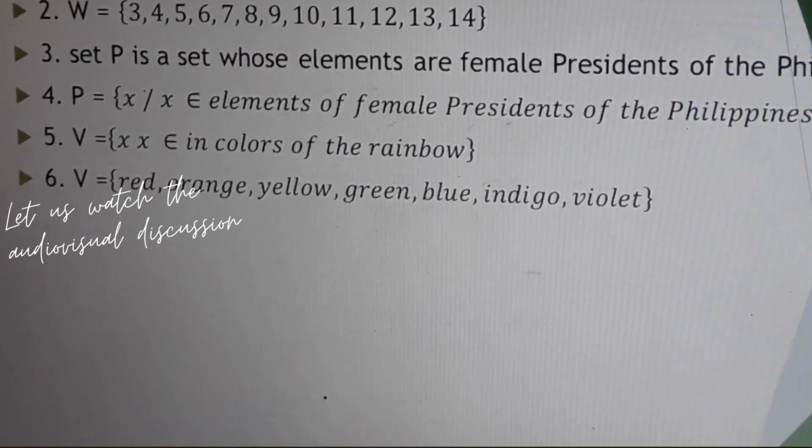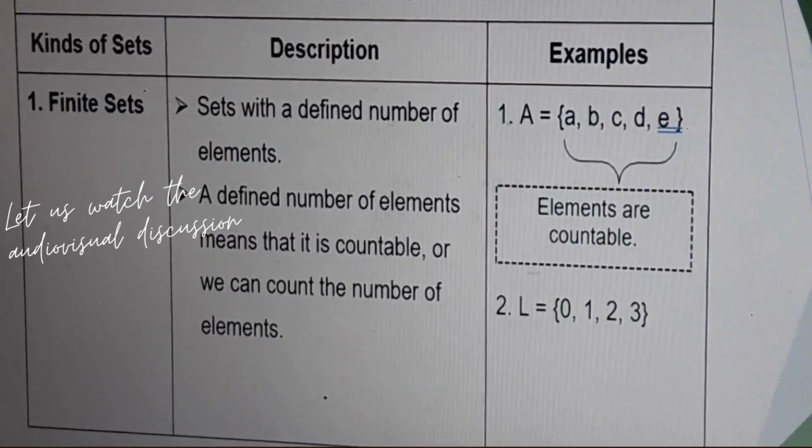Okay, we will continue to the next. This is also a part of the activity. Set W is a set whose elements are counting numbers between 2 and 5. So you have to perform that. Okay, let's continue to the kinds of sets.